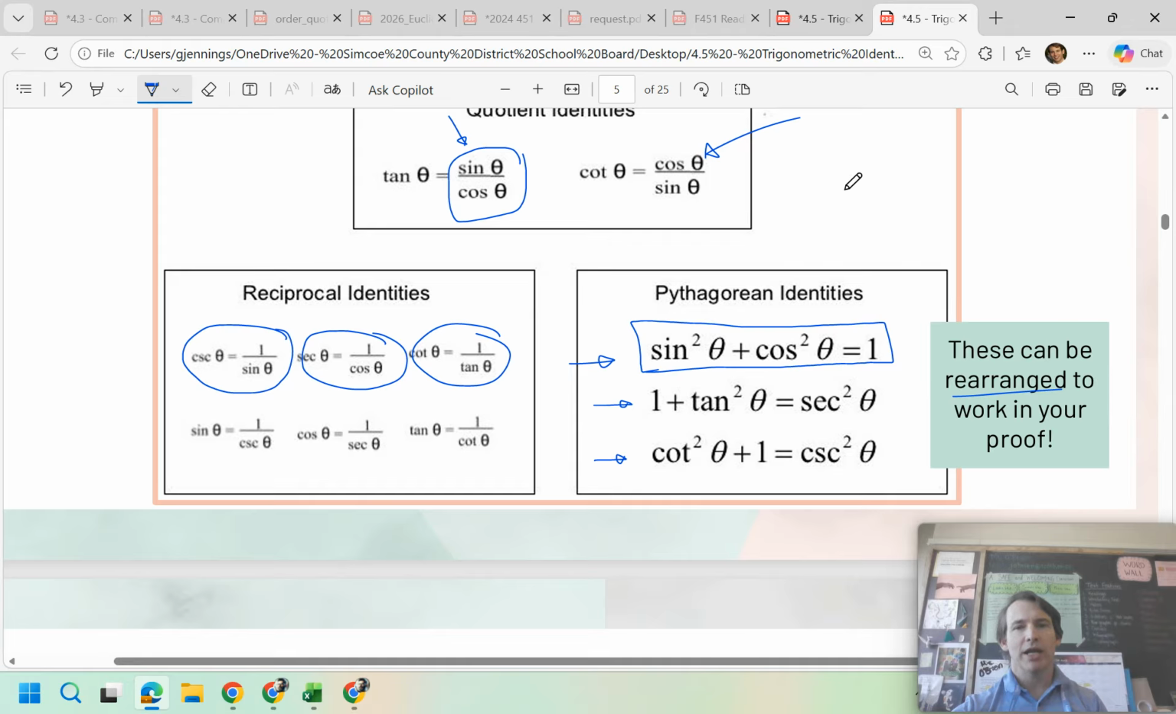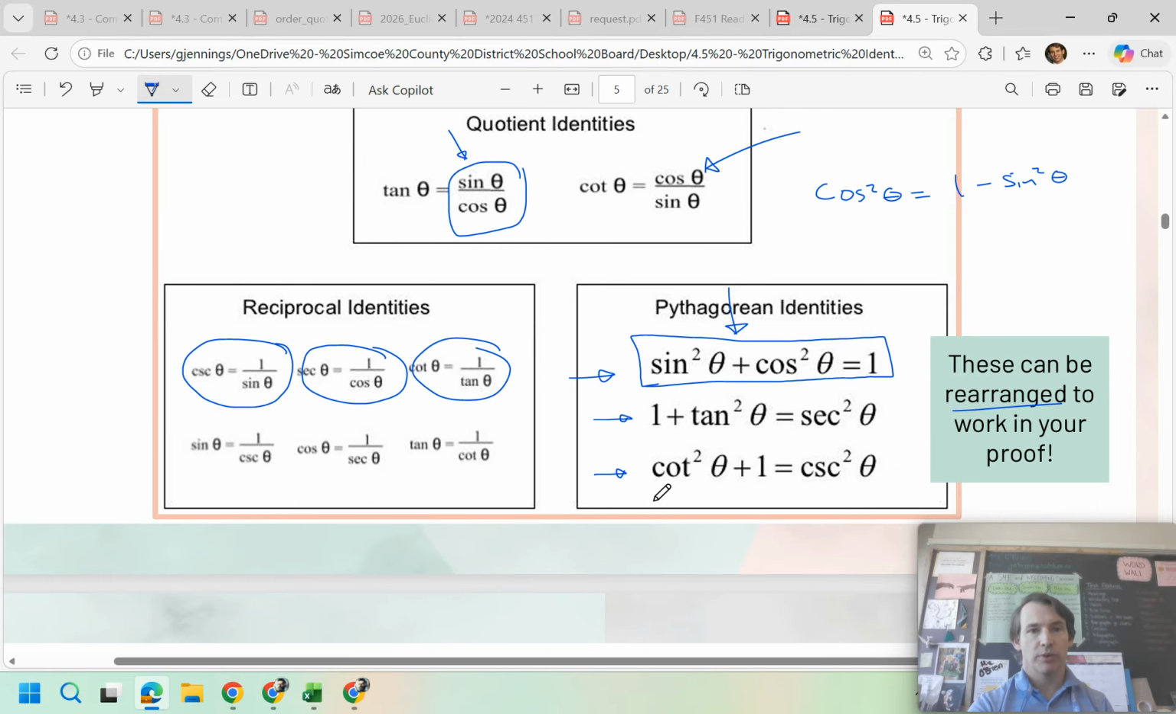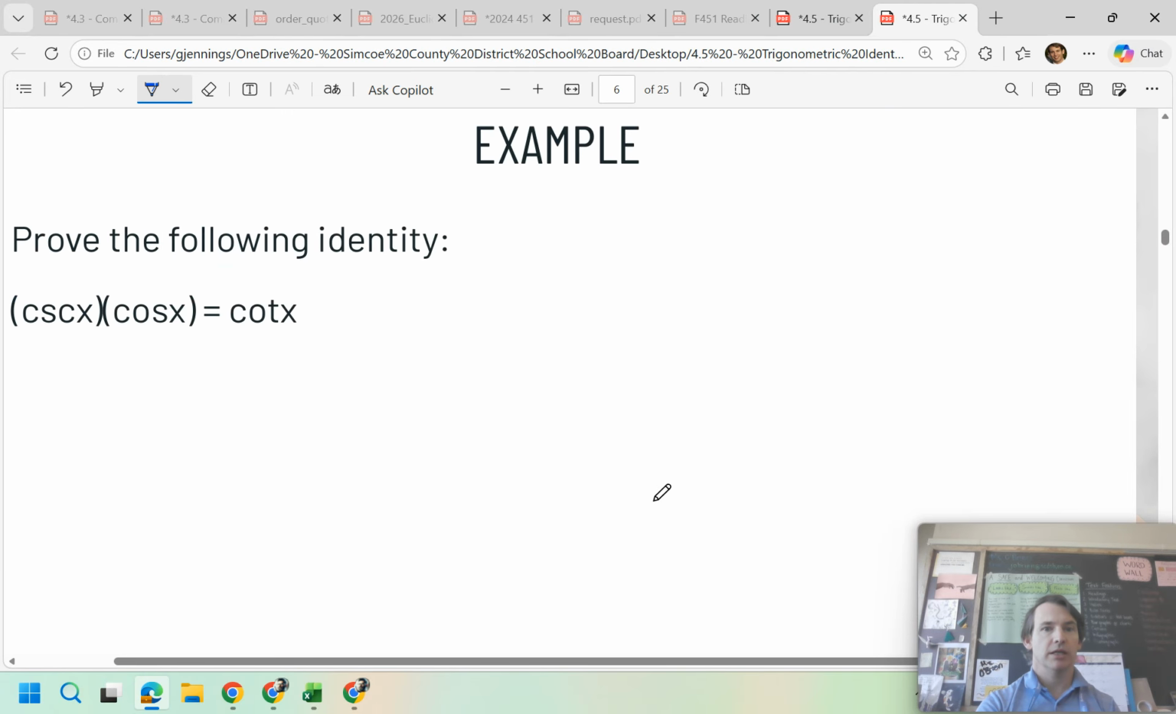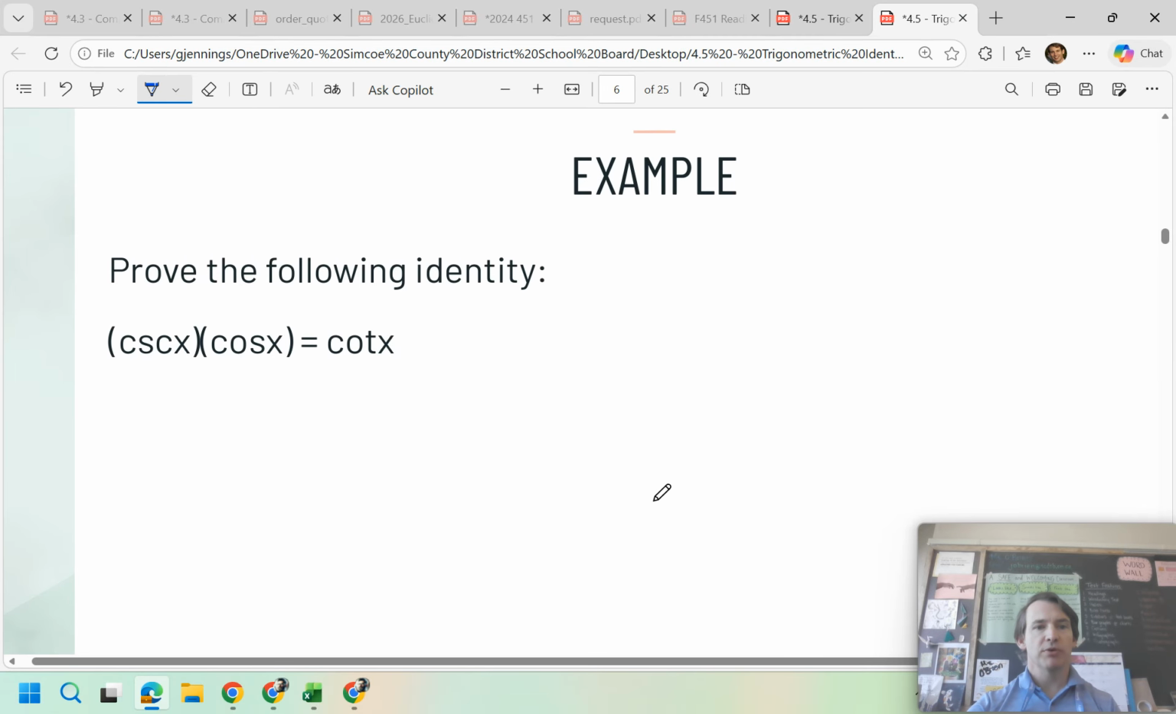And these can be rearranged. Suppose I have cos squared theta. Well, I could write that as 1 minus sine squared theta. That might be useful to me. And you can see that's just a simple reorganization of that one. Subtract sine squared theta from both sides. So the Pythagorean identity might be reorganized, and that might be useful to you. Okay, so that's all review. I see some people writing some stuff down, so I'll give you a second. Okay, carry on.